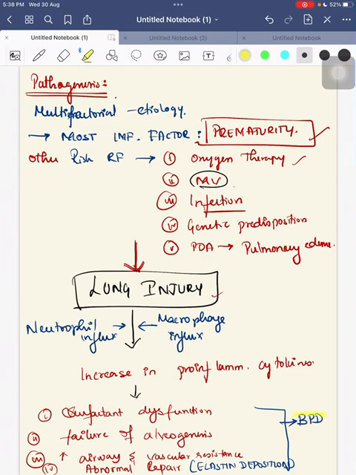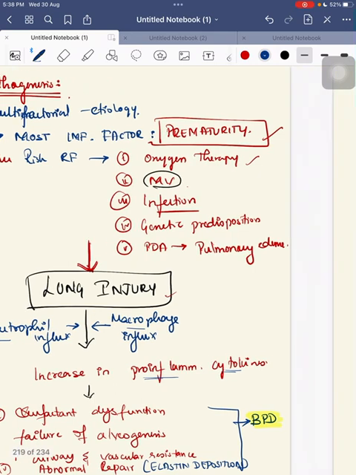Understood? So when the premature child on oxygen therapy or mechanical ventilation has got an infection, or has a PDA which has led to pulmonary edema, everything will contribute towards lung injury. This causes the influx of neutrophils and macrophages, which increases the pro-inflammatory cytokines. With this increase, there will be surfactant dysfunction, failure of alveogenesis and abnormal repair. All of this will lead to bronchopulmonary dysplasia in the infant. This is the pathogenesis in bronchopulmonary dysplasia. Next we will see its pathophysiology or pathology.